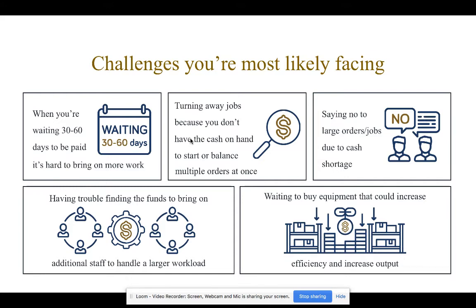All right, this also creates a challenge because you're trying to bring on more people to increase your capacity and buying new equipment to increase your capacity. But when you are waiting 30 or 60 days to get paid, it's harder to have that cash on hand to get new equipment, to start new jobs, to bring on more people.